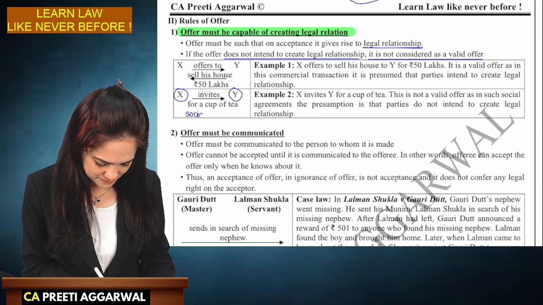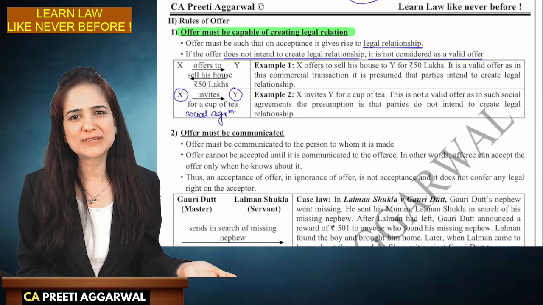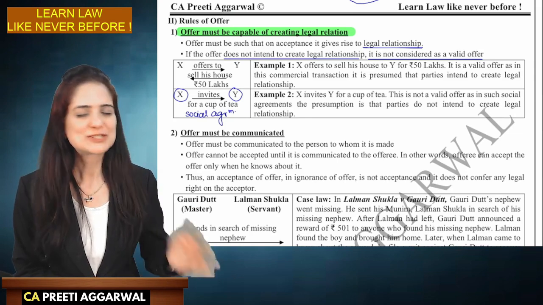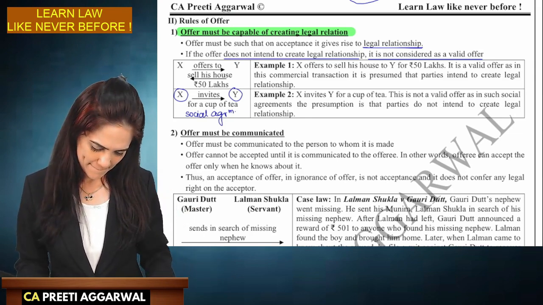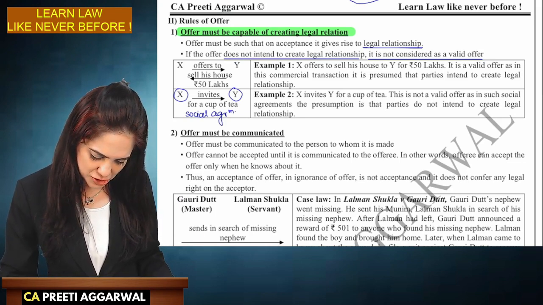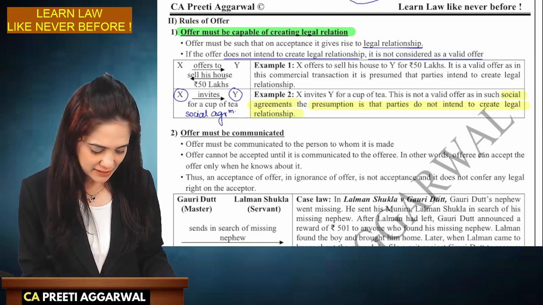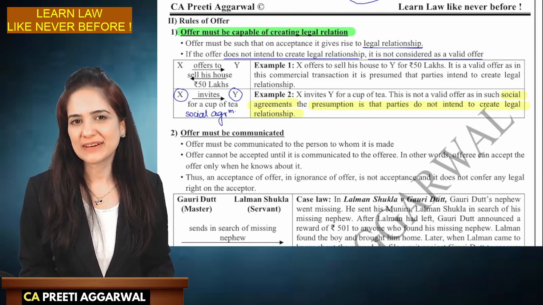We assume that parties don't intend to sue each other. This is not a valid offer. It's not a valid offer because it is just a social agreement, and we assume that parties do not intend to create legal relation.